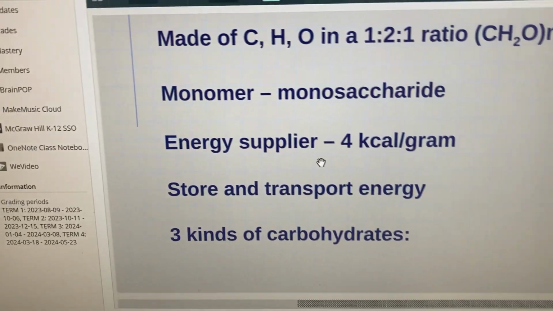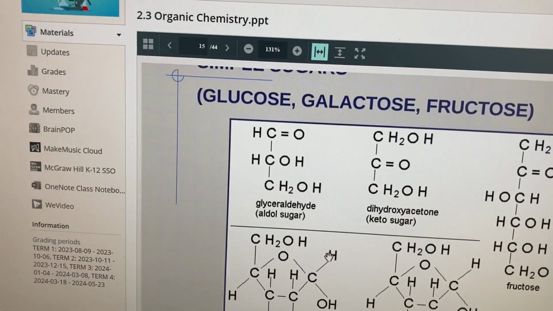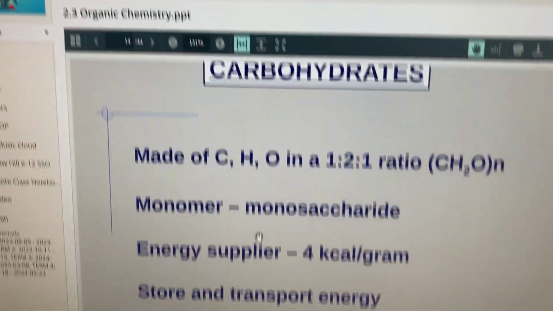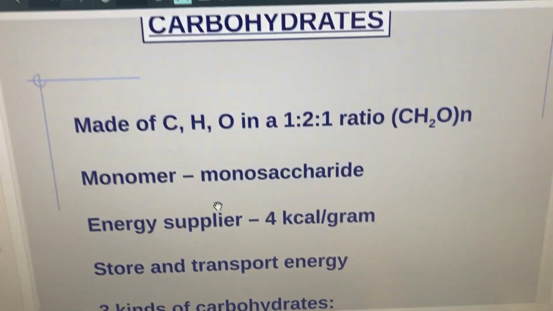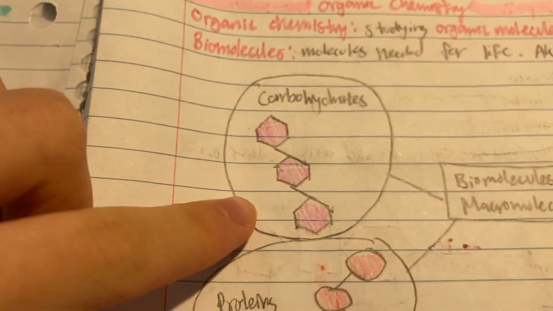Okay, so let's move on. Wait, sorry, give me a minute. Carbohydrates are always ring-shaped. So the general shape of carbohydrates looks like this. You see how there's rings and everything?